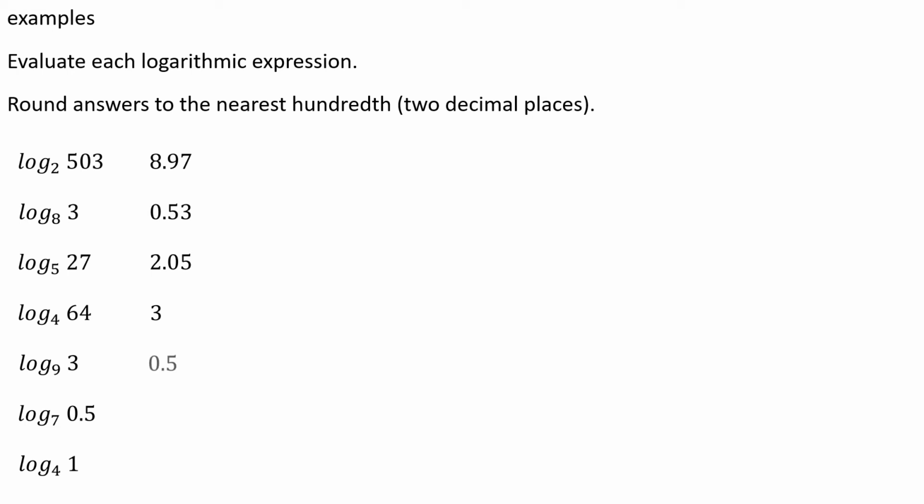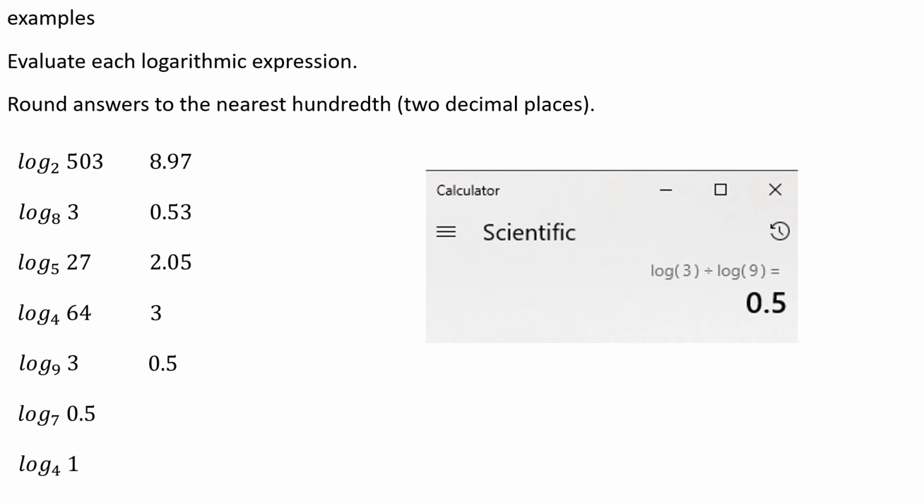Log base 9 of 3. Oops, I was quick on the draw there. Hopefully you had the answer already. This makes sense, right? Square root of 9 is 3, and of course square root means an exponent of 1/2. And again, I used that goofy calculator on my laptop. Log 3 divided by log 9, I get 0.5. But again, I could have done that in my head, right? Square root of 9 is 3, so the exponent's 1/2.